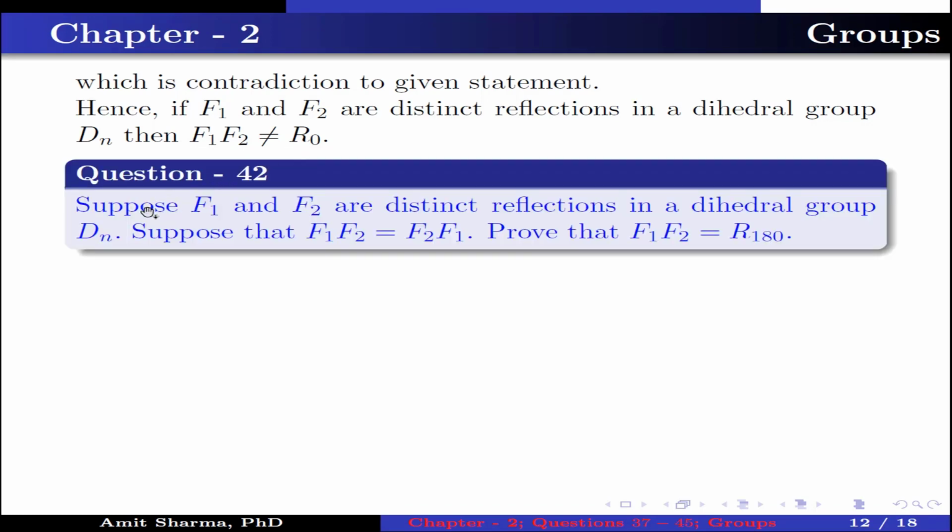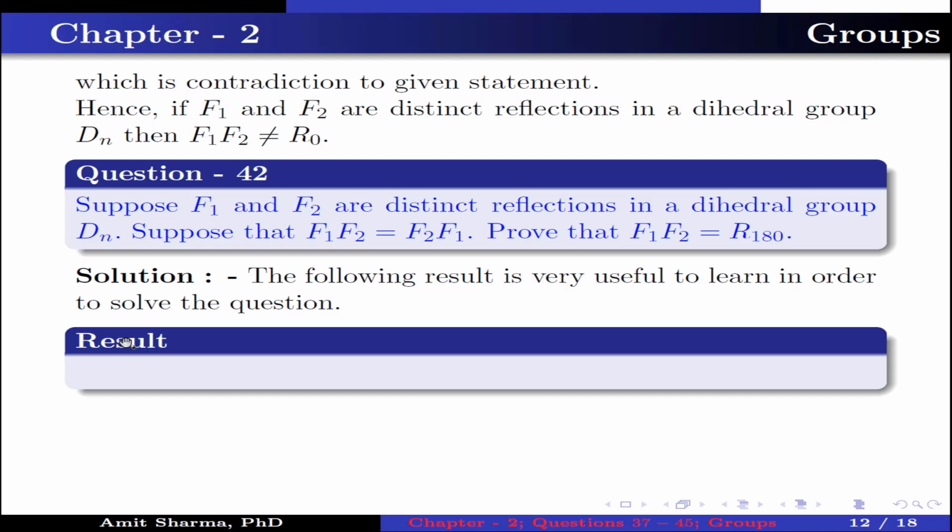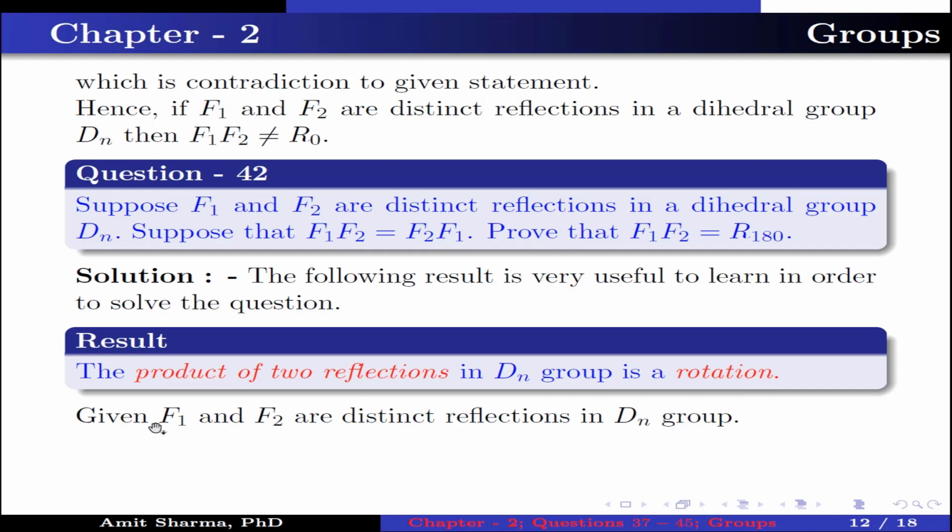Question number 42. Suppose F1 and F2 are distinct reflections in dihedral group Dn. Suppose that F1 into F2 is equal to F2 into F1. Prove that F1 into F2 is equal to R180. The following result is very useful to learn in order to solve the question. Result: the product of two reflections in the Dn group is a rotation. Now given F1 and F2 are distinct reflections in the Dn group.